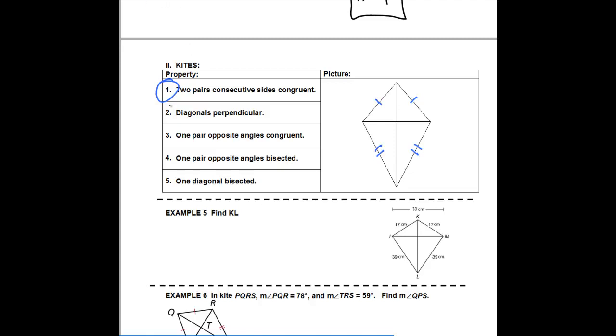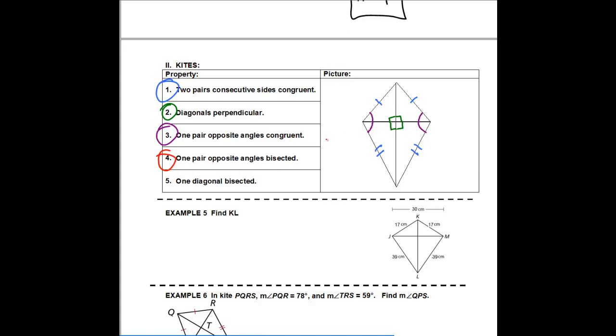The diagonals are perpendicular, so all of these are at 90-degree angles. One pair of opposite angles are congruent, so the only pair of angles that are congruent is this angle here is congruent to this angle here.